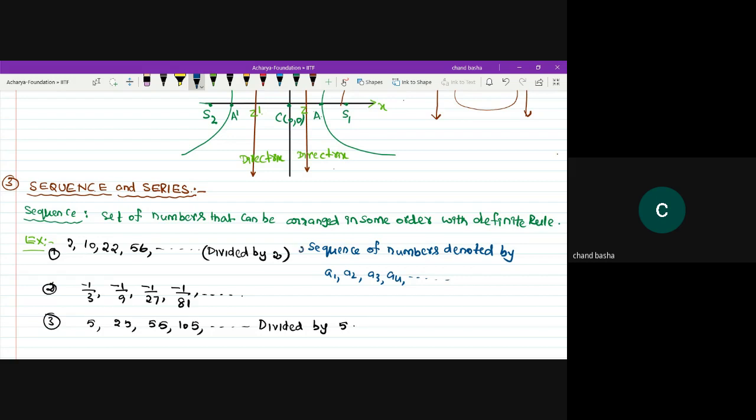This is the second point. Point number 1, it is the definition of the sequence. Second point, the sequence of numbers what we have given is denoted by A1, A2, A3, A4, and so on. What is meant by A1? First term, A2 second term, A3 third term, A4 fourth term, and so on. Hope you can understand the first 2 points.